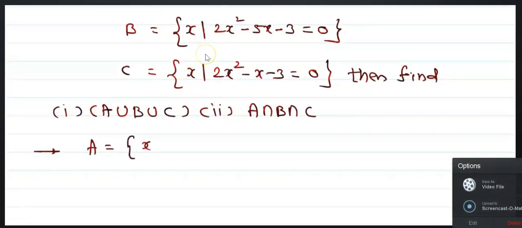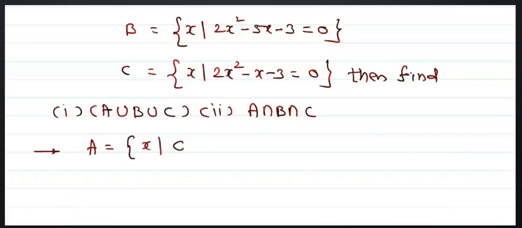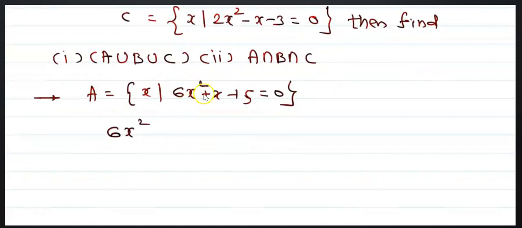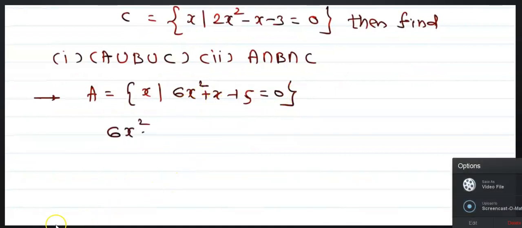Now, in this case, we want to solve all these quadratic equations. Then we get all the sets, and then we'll find out the answers of this question. Now, first A is equal to x such that 6x square plus x minus 15 is equal to 0. Now, this is a quadratic equation.